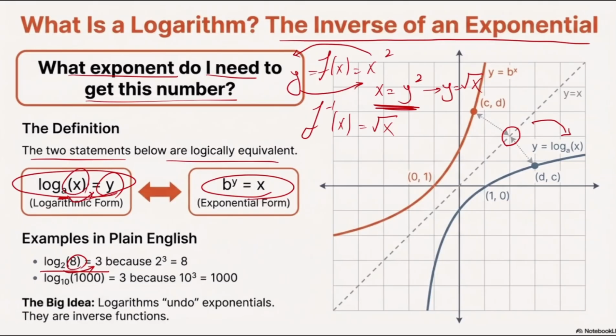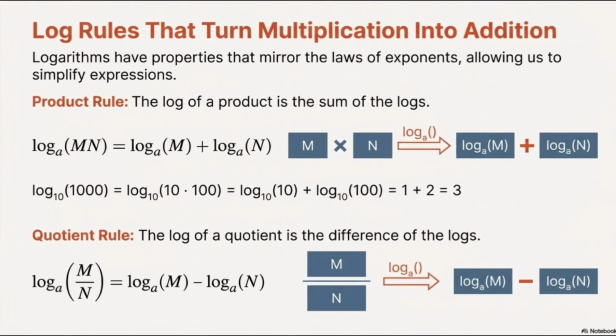So what is the big idea? The logarithm actually undoes the exponential. They're inverse functions. So let's talk about some rules of the logarithm. As we just saw, it is the inverse of the exponential function and it has slightly different rules. Logarithms have properties that mirror the laws of exponentials. Whatever law you have for the exponential is going to be mirrored, allowing us to simplify the expression.